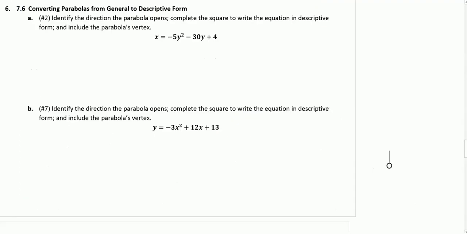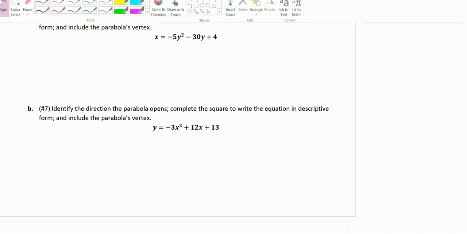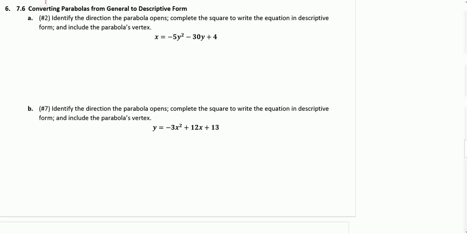Number 6 is taken from section 6, converting parabolas from general to descriptive form. And part A is from number 2 on our worksheet 6. It says to identify the direction the parabola opens, complete the square to write the equation in descriptive form, and include the parabola's vertex. So notice we got two variables, x and y. The one that's squared is the y term, so we want to solve for x. It's already solved for x, which is nice. And so now all we need to do is to get it into the correct vertex form.